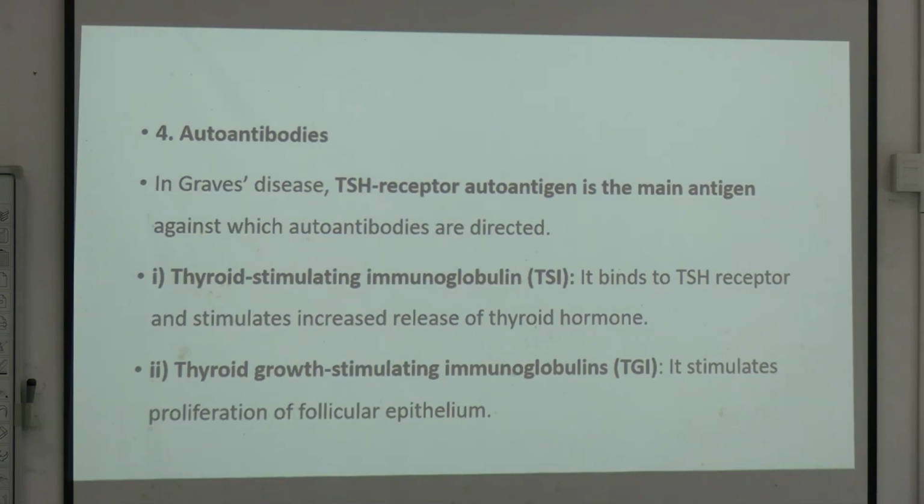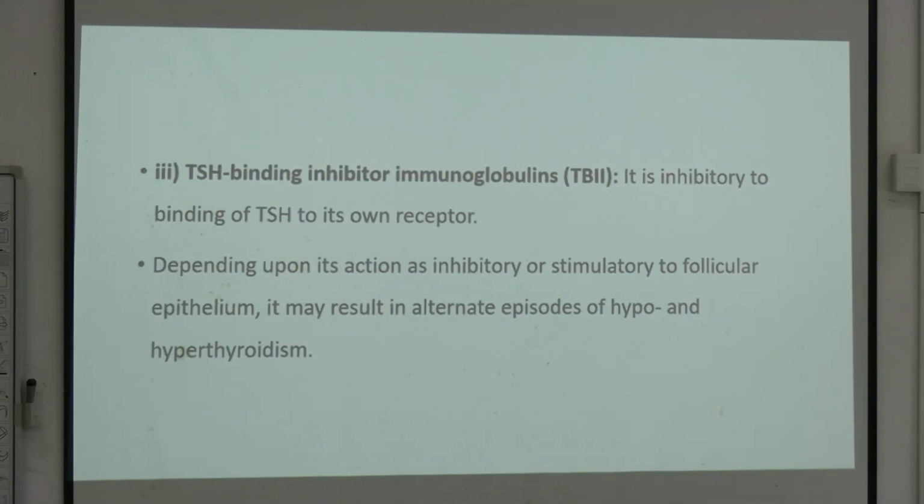Now, autoantibodies. In Graves' disease, TSH receptor autoantigen is the main antigen against which autoantibodies are directed. So, thyroid stimulating immunoglobulin binds to the TSH receptor and stimulates increased release of thyroid hormone. Thyroid growth stimulating immunoglobulin stimulates proliferation of follicular epithelium. Then TSH binding inhibitor immunoglobulin inhibits binding of TSH to its own receptor.